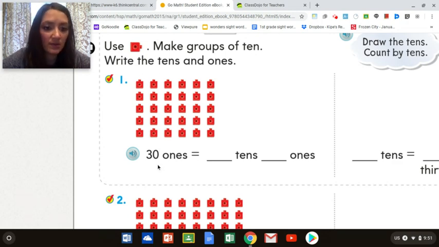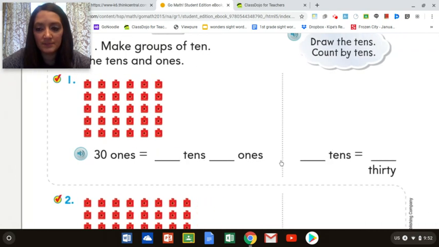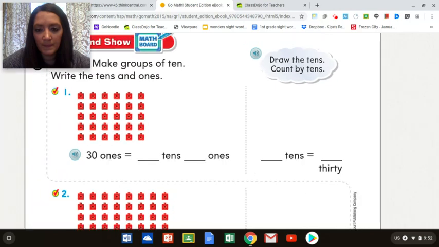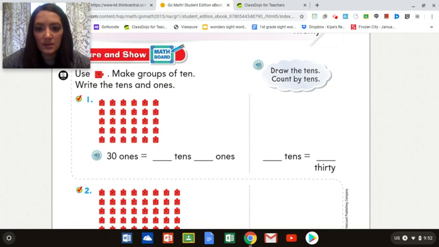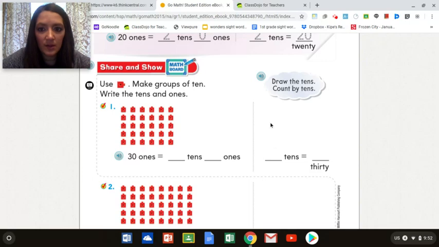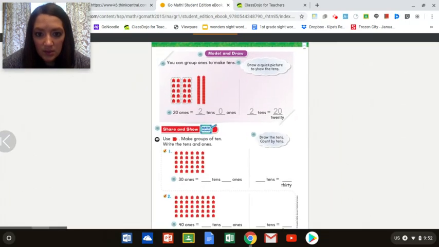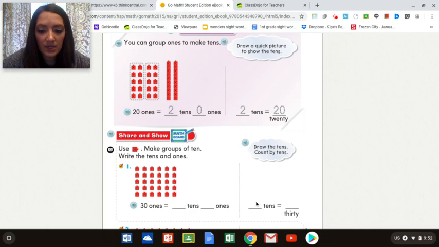So altogether we have 30. If we group them, we'll have 3 groups of 10 and none left over, 0 ones. So you would draw a circle around 10 cubes to get groups of 10. So you'd put 3 here and 0 here, because you have 3 groups of 10 and 0 ones. So we know that we have 3 tens, which equals 30.